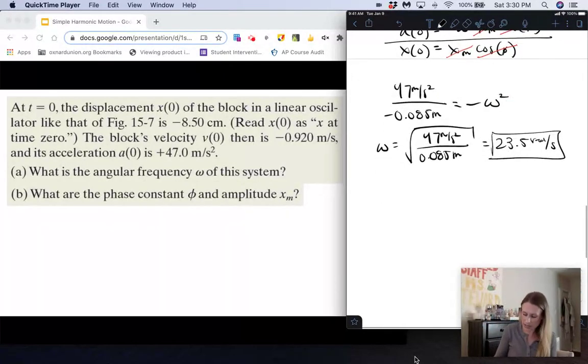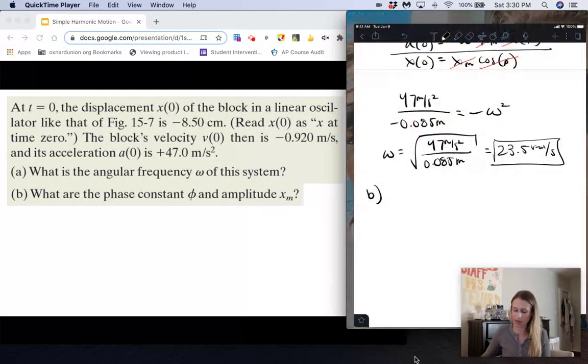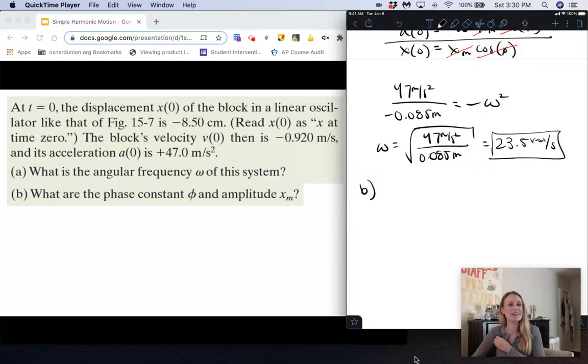And then for letter B, we're going to use the same method, but it is even more complicated, which you'll see. So letter B: what are the phase constant phi and amplitude x sub m? We're going to do the same thing with the phase constant. Since we don't know what the amplitude is yet, we want to cancel out the amplitude. But we do know what the angular frequency is now from part A, so we can leave in angular frequency.